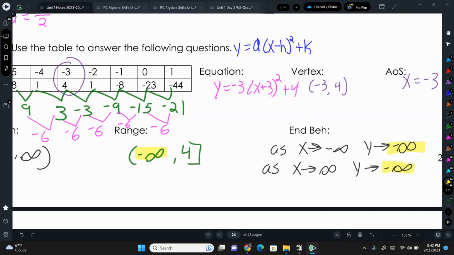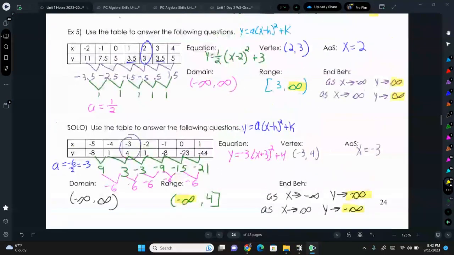So this was just another way to write equations of quadratics given information. We were given a table, and we used that instead of a point and the vertex or the intercepts. Either way is okay, just whichever is easier for that particular problem.